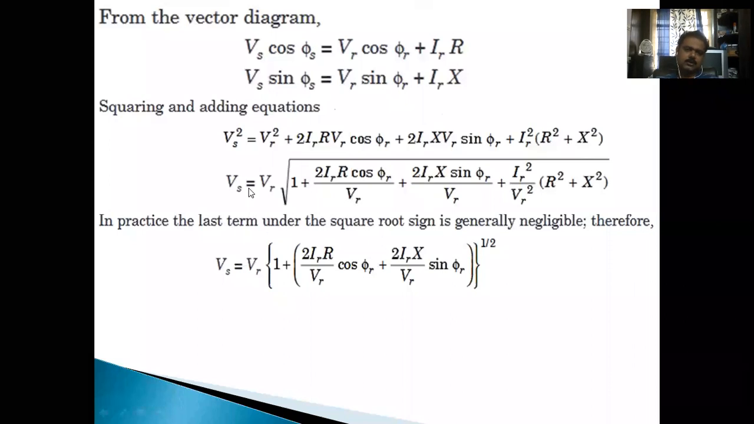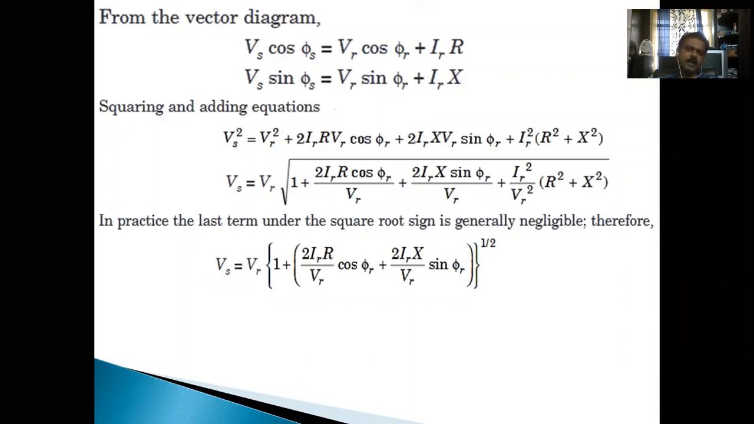Okay. So I'm writing VR into 1 plus 2 into IR into R cos phi R by VR plus 2 into IR X sin phi R by VR, whole to the power of 1 by 2. So just neglecting this higher order term, because its value is nearly equal to 0, it is almost 0. So we can neglect that term.